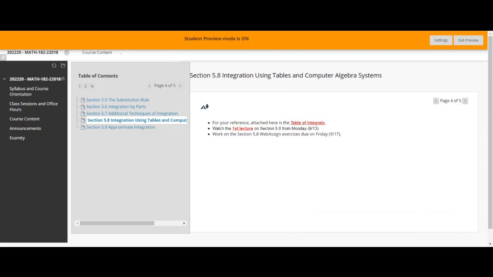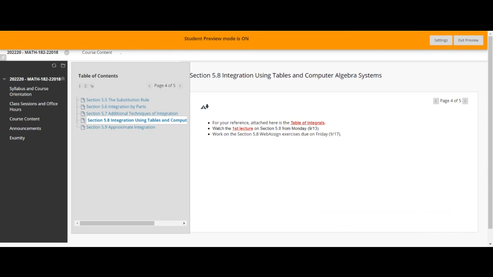Mandy, for the second part of the exam, you will be allowed to access the table of integrals for section 5.8 problems, but not for part 1 of the exam. Part 1 of the exam is on sections 5.5 and 5.6. Part 2 is for 5.7 and 5.8. Good question.